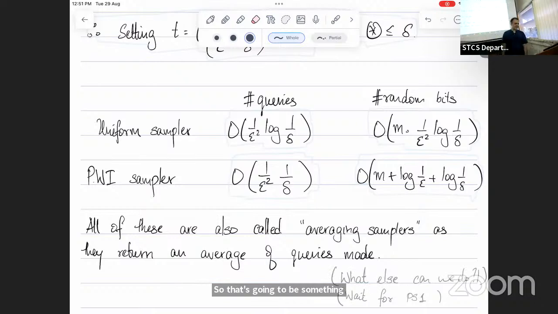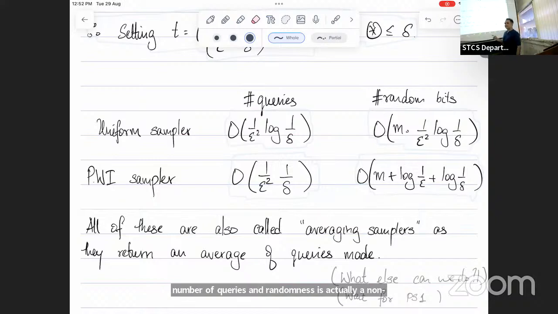And in fact, that example is actually not going to be an averaging sampler. So we will see an example of a non-averaging sampler that does substantially better. In fact, I think at the moment, the best sampler we know of that achieves the right number of queries and randomness is actually a non-averaging sampler.